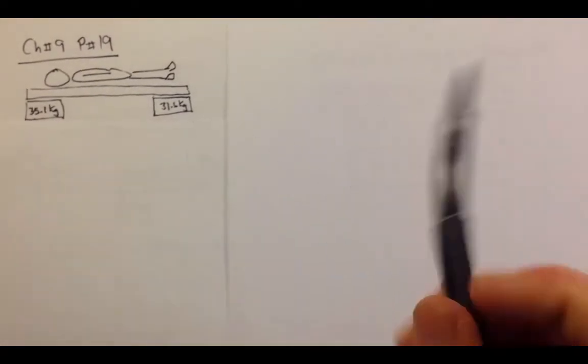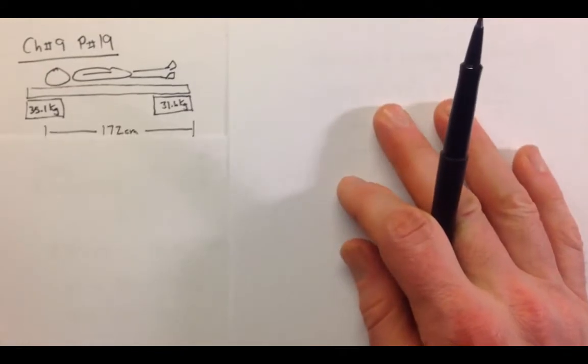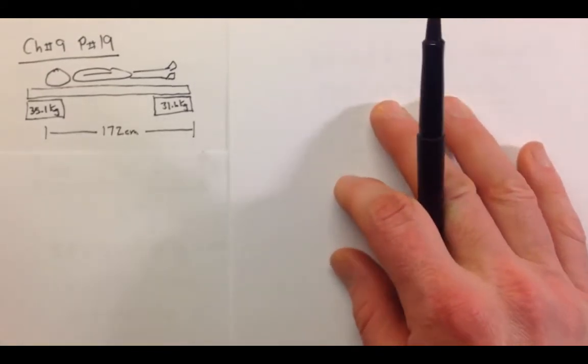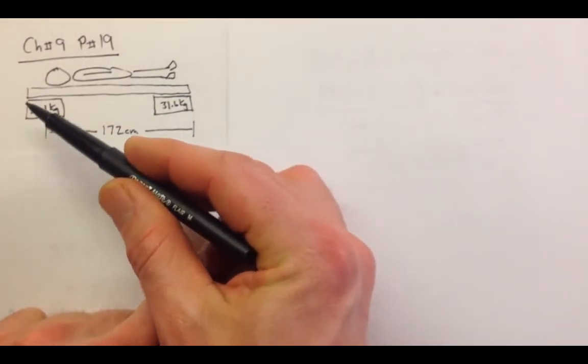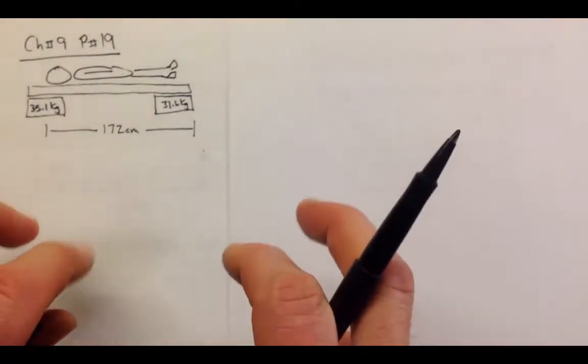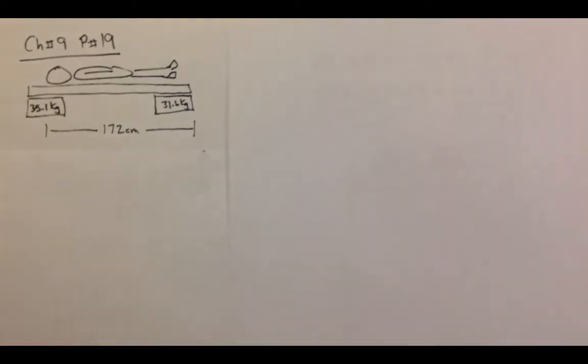So here's the plan. In this problem, number 19, we are told that a person who is 1.72 meters tall sits on a plank that is very light, meaning you can ignore the mass of the plank. Being physicists, you start to catch on what some of these terms mean.